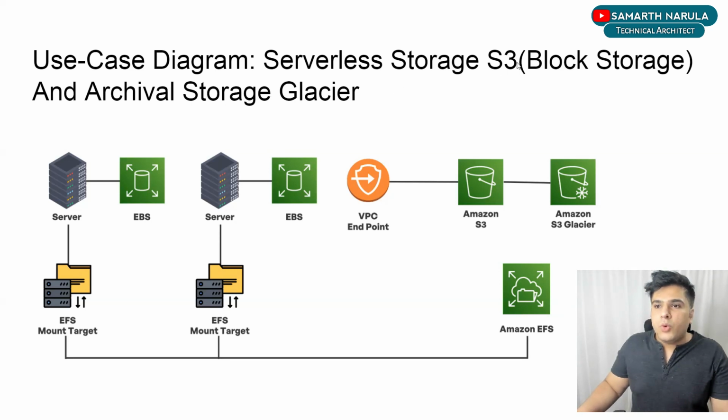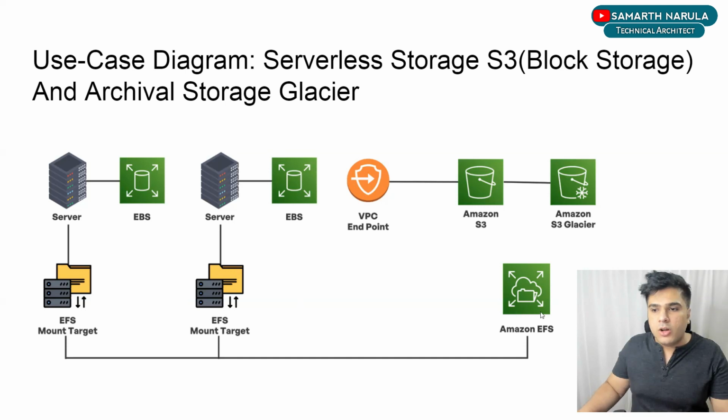So serverless storage, S3. S3 is also called serverless storage. It's an object storage, and archival storage, Glacier. So you can see this complete diagram. You have these servers, these are your EC2 instances, and these are the EBS volumes attached to your EC2 instances. Now this EC2 instance can be a Linux server, Ubuntu server, Windows server, any server that you have created. So let's say this is my EC2 instance. This has this EBS attached to it, and this is the common storage for these two servers, EFS.